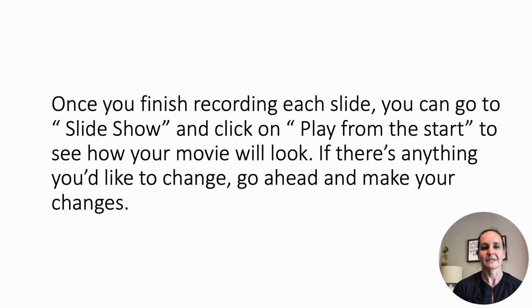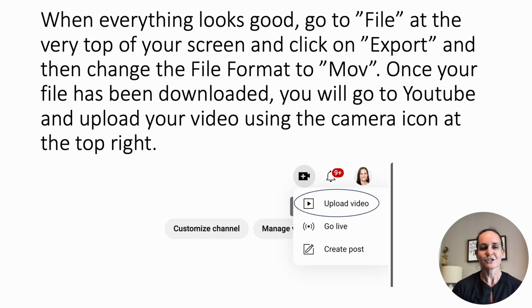Once you finish recording each slide, you can go to the slideshow and click on play from the start to see how your movie will look. If there's anything you'd like to change, go ahead and make your changes. Once everything looks good, go to File at the top of your screen, click on Export, and then change the file format to Movie. Once your file has been downloaded, you will go to YouTube and upload your video using the camera icon at the top right of your screen.